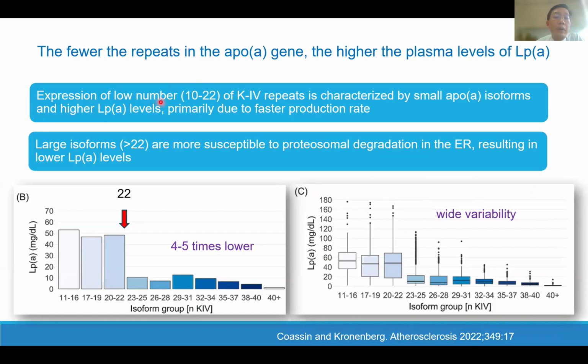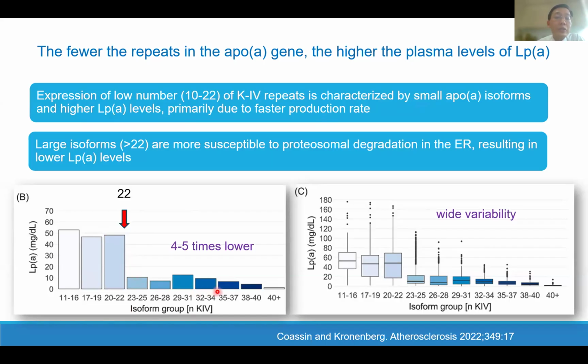When you have a low number, for example, less than 22 copies of Kringle4 type 2, you have higher Lp(a) because you have small isoforms and your liver can produce apo(a) much faster.